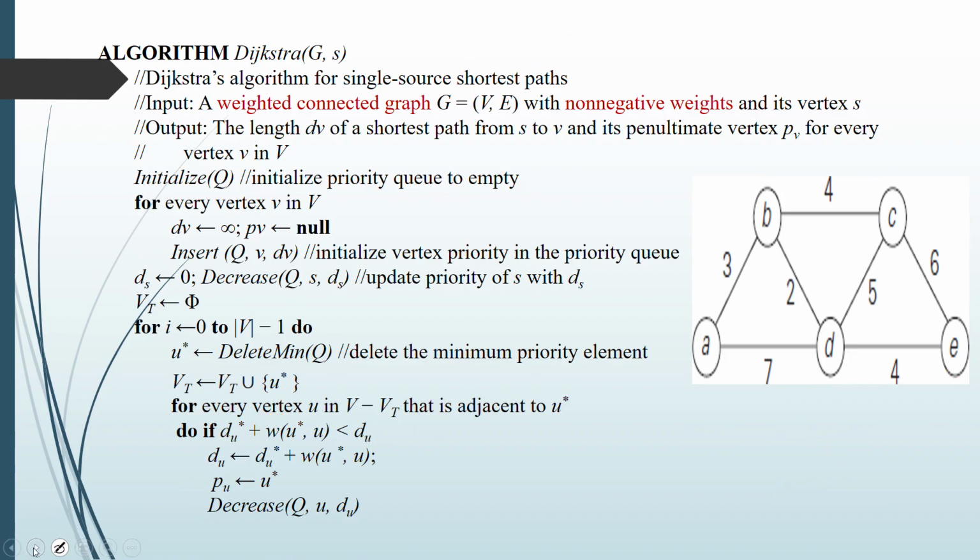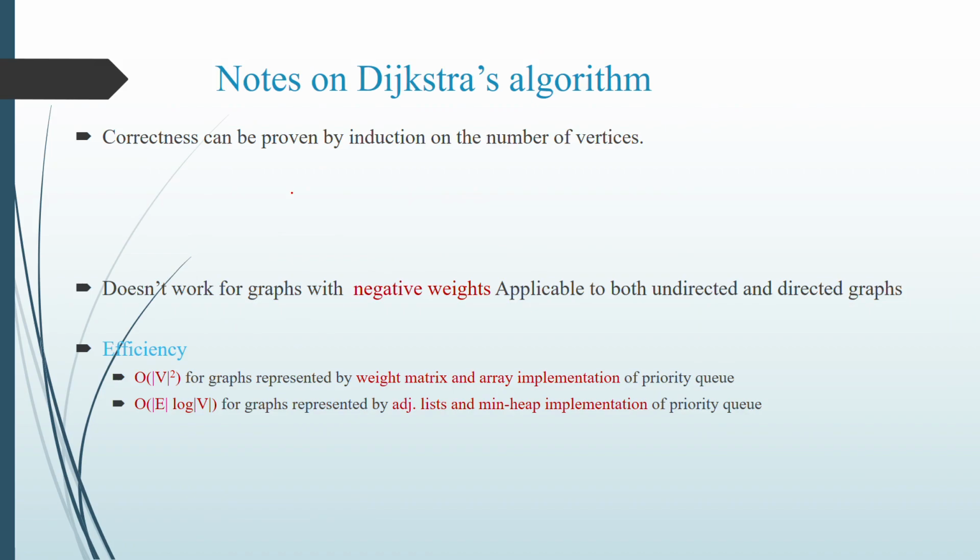Okay. Next. Now correctness can be proven by induction on the number of vertices. You have to prove whether it works correctly or not by using the induction method. And one more thing you have to remember here: Dijkstra's algorithm works only for positive weights. Non-negative means positive only, it does not work for negative weights here.